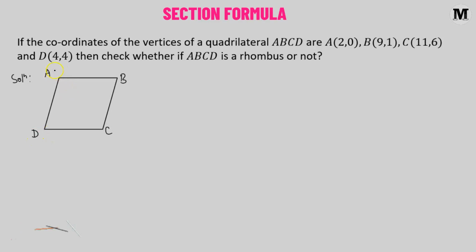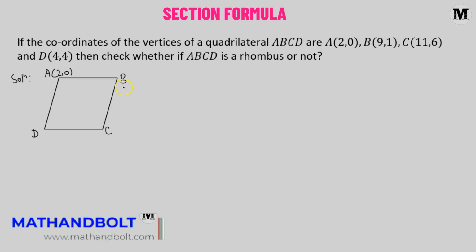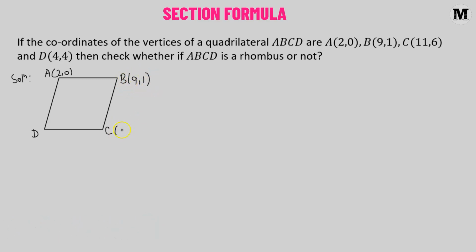Now A has the coordinates 2, 0. B has the coordinates 9, 1. C has the coordinates 11, 6. And D has the coordinates 4, 4. Fine. Now what we'll do, we'll first begin by joining the diagonals AC and BD.